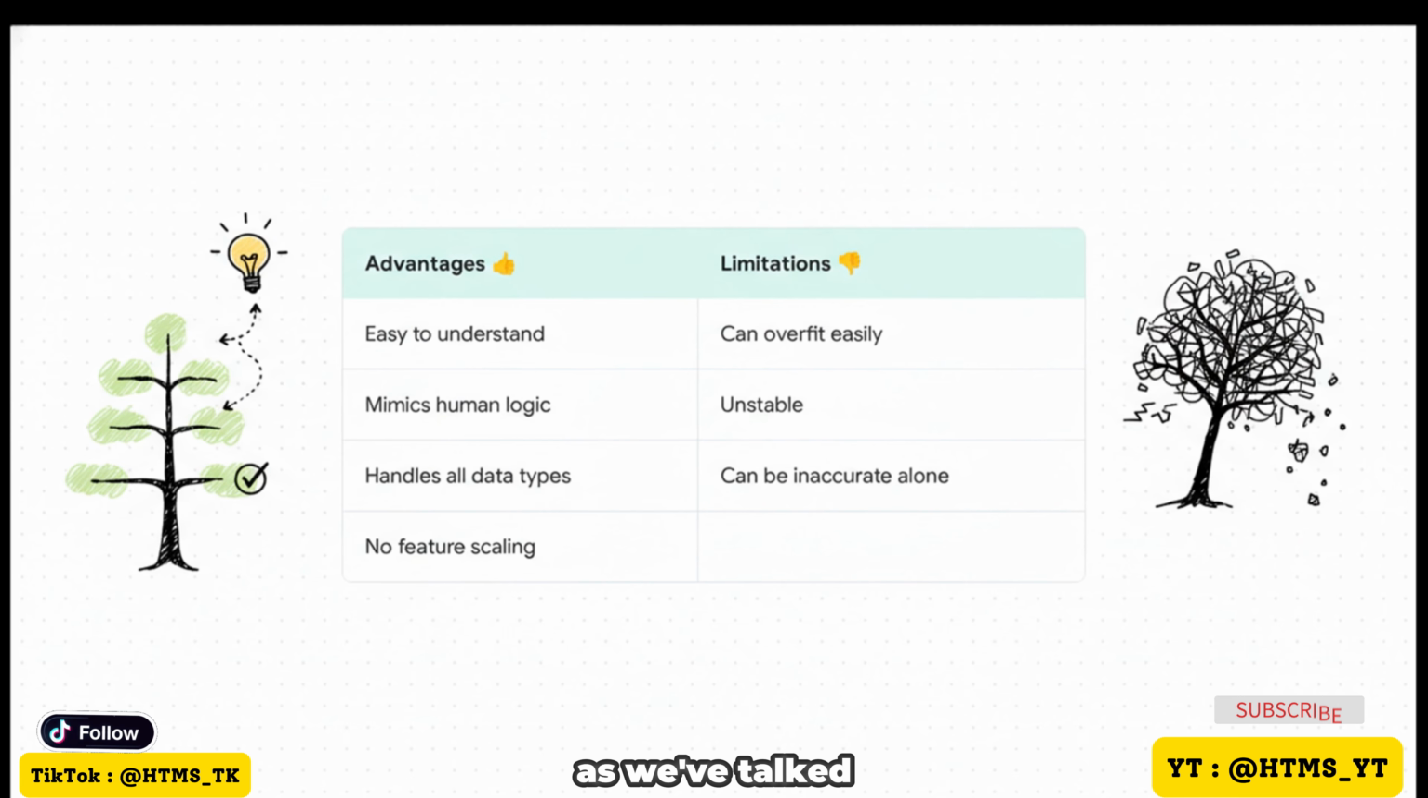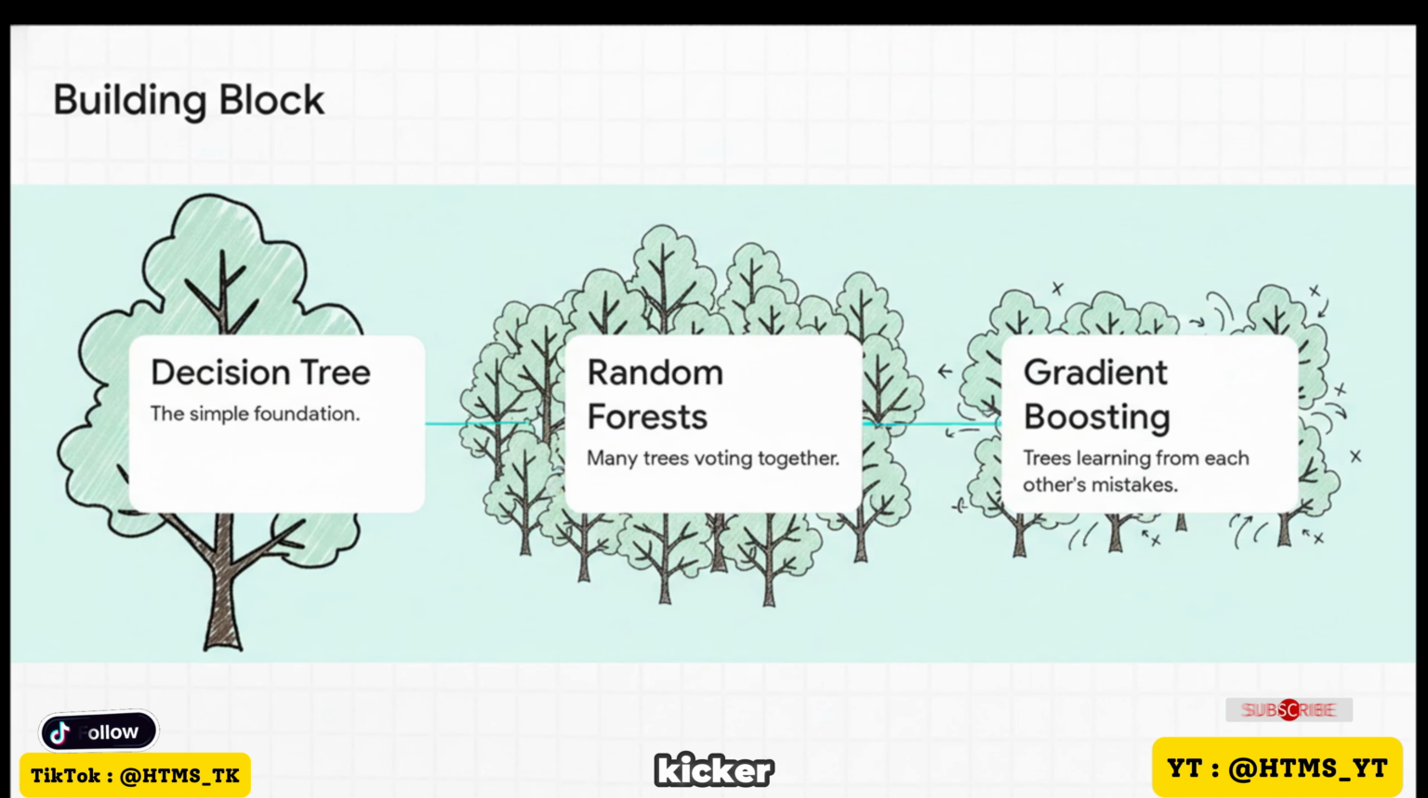Now, the downside, as we've talked about, is that they can overfit like crazy. And they can also be pretty unstable, meaning even tiny changes in your data can sometimes lead to a completely different tree. But here's the real kicker, the reason they are so essential. They are the fundamental building blocks for some of the most powerful algorithms we use today.